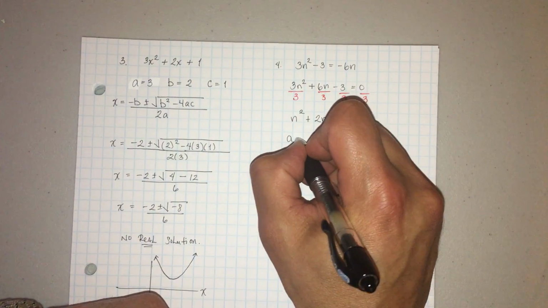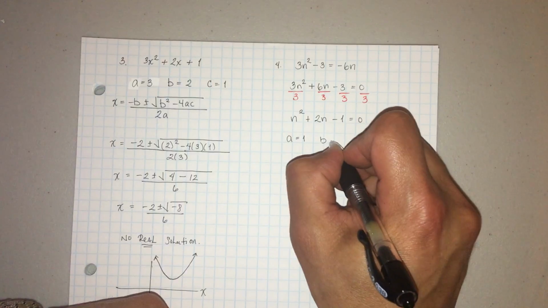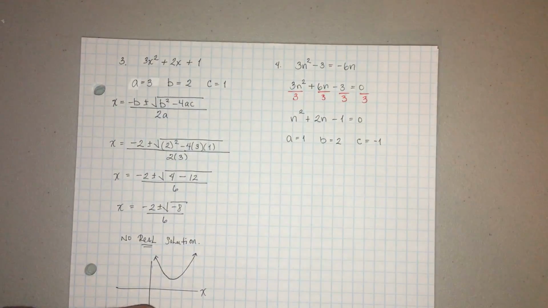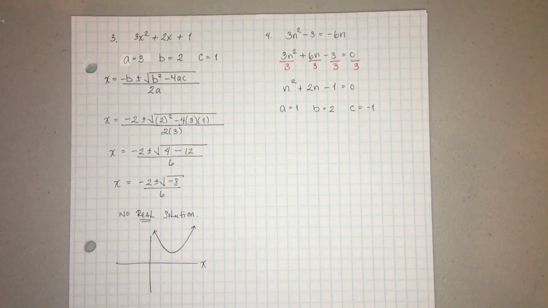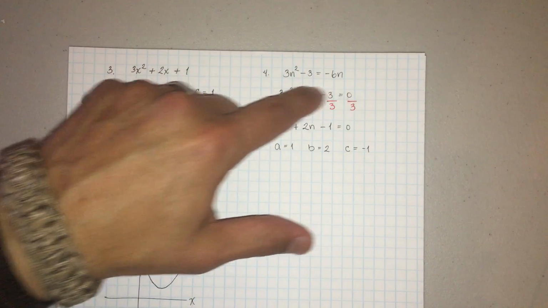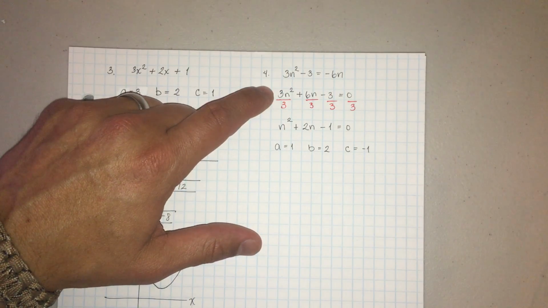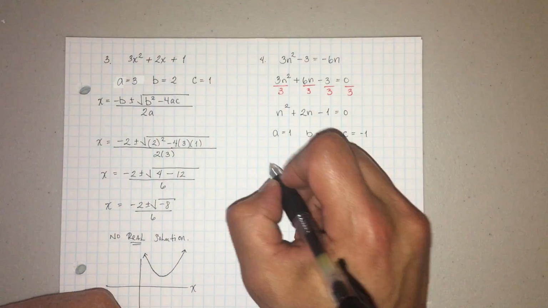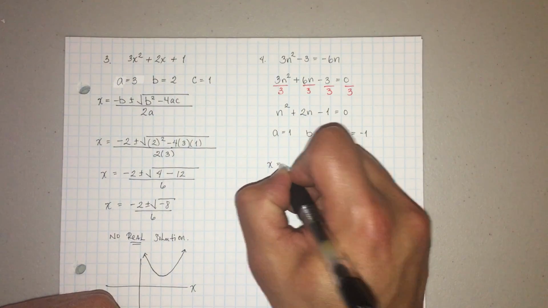So now A is 1, B is 2, and C is -1. So what did I have to do? Bring this guy across. I noticed that I can reduce it, make it smaller, rewrite it. Now I have A, B, and C. Okay. So now let's go ahead and do our quadratic formula.